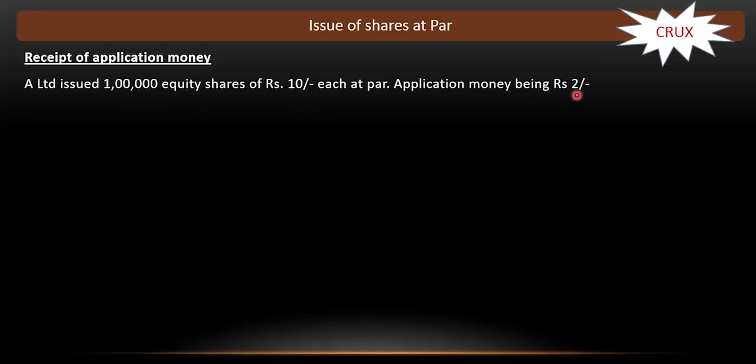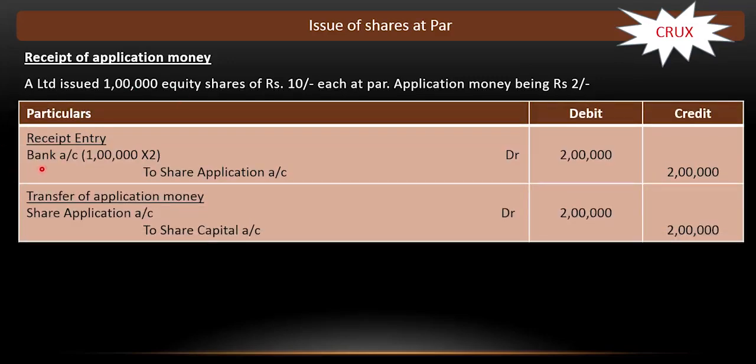It's because the company sometimes might not require the entire amount in one go. Therefore, it will allow the shareholders to pay in installments. We are assuming that the company has received applications towards 1 lakh equity shares. So in that case, the company would have received 1 lakh shares into rupees 2 per application money. Therefore, it would have received 2 lakhs. When the company has received 2 lakhs, its asset, that is bank account, is increasing. Therefore, the entry in this case would be bank account debit 2 lakhs to share application account 2 lakhs.